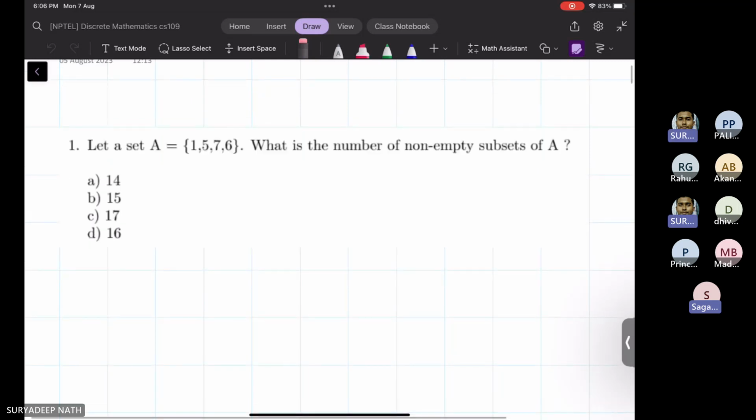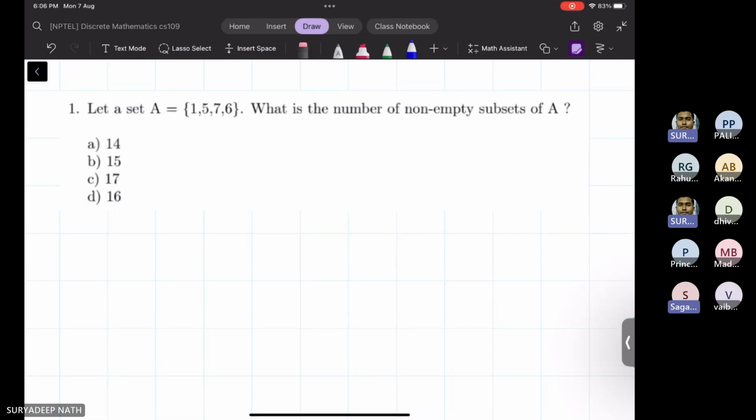Coming to question number 1. You have a set A = {1, 5, 7, 6}. What is the number of non-empty subsets of A? So let us try to understand what they are asking in the question. What is meant by subsets of A? Basically, A is {1, 5, 7, 6}.